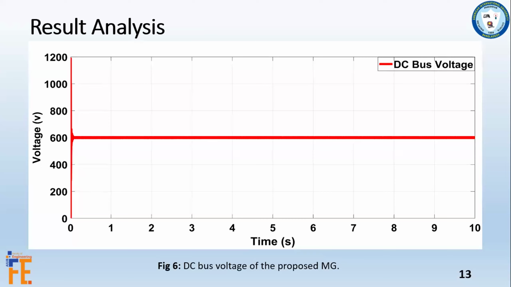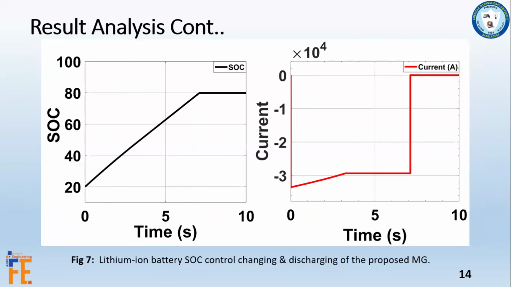Here is our result analysis, and we can see our DC bus voltage of the proposed microgrid. Our DC bus voltage remains constant at around 600 volts. And previously we talked about the SOC. Here in figure number 7, we can see the SOC is maintained between 20 and 80%. It's not getting greater than 80%.